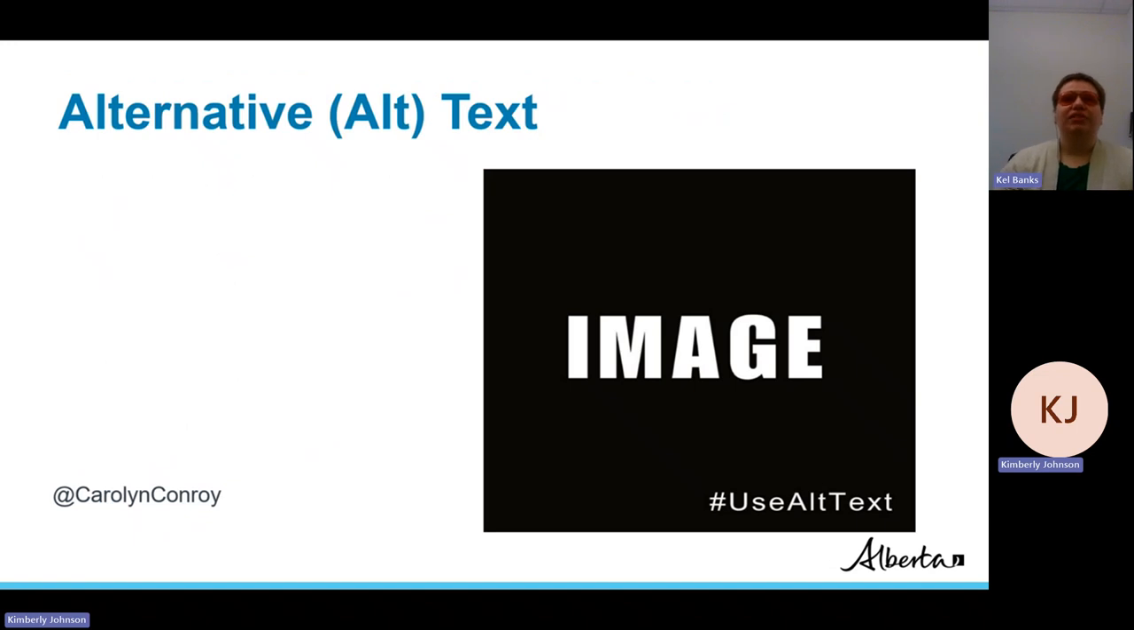Okay, so alt text. On this slide, there is an image of a plain black background, and in the middle, in capital letters, large white letters, it says "image." And in the corner, there's a hashtag that says use alt text. And this image is credited to Carolyn Conroy. So this is a visual depiction of what we saw earlier, that when an image does not have alt text, all a screen reader user will receive from that image is the word "image." And that is not descriptive and is not helpful. So next slide, please.